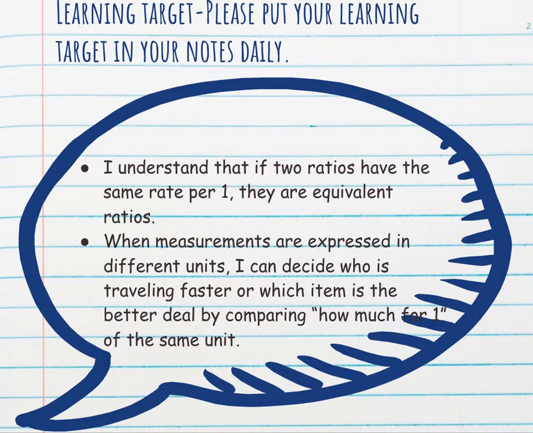So your first learning target: I understand that if two ratios have the same rate per one, they are equivalent ratios. And the second: when measurements are expressed in different units, I can decide who is traveling faster or which item is the better deal by comparing how much for one of the same unit.